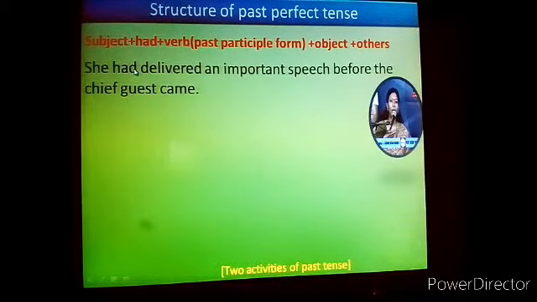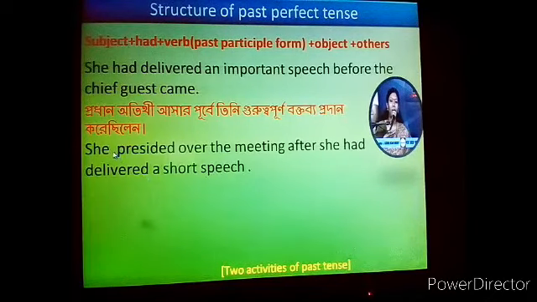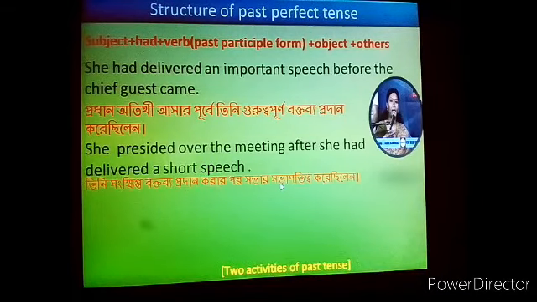Subject plus had plus verb, delivered, past participle form, an important speech, object. You can see the Bengali meaning here. Similarly, she presided over the meeting after she had delivered a short speech. When the conjunction is after, then the past perfect form sentence is at the last. Here is the Bengali meaning.